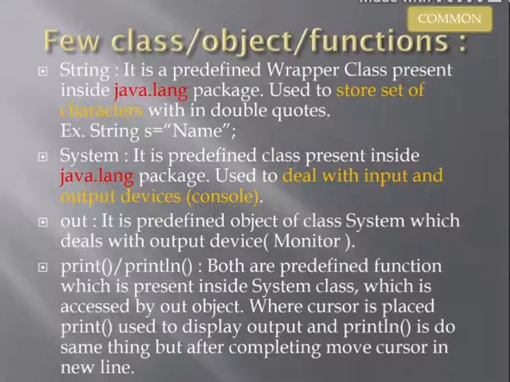Print is basically used to display output in a terminal window, and println is used for the same purpose, to display output in a terminal window. But println, after doing its job, changes its place and comes to the next line. That's why the cursor moves to the next line. We are going to use all these classes, objects and functions in our programs commonly.